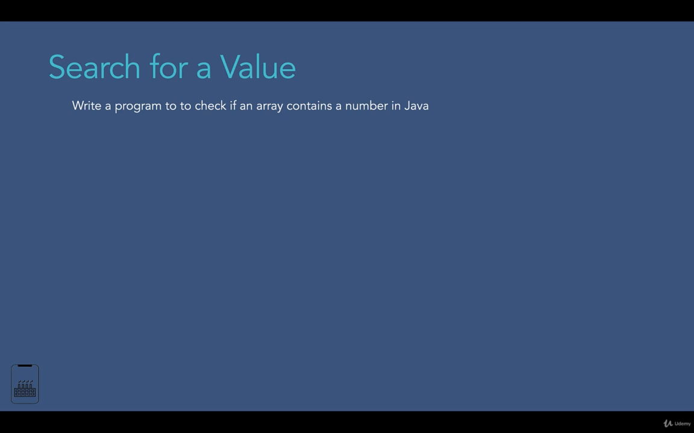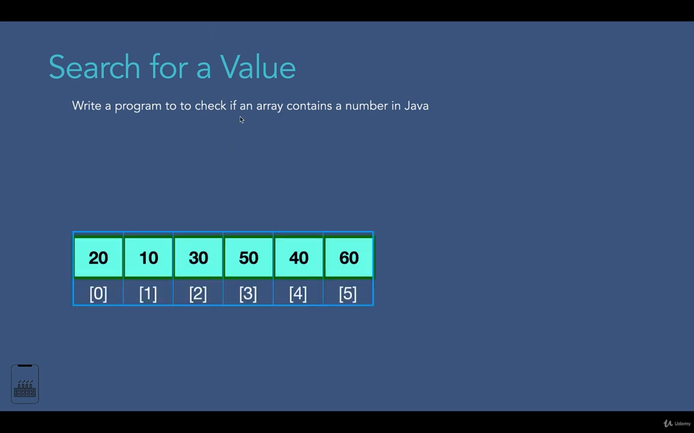All you need to do is loop through the array and check each value to see if that is the one or not. For example, if we are given an array like this and we are looking for the value of 40, we are going to loop through this array and check each element one by one, whether the value of this element is equal to 40 or not. First we will start from the first element.